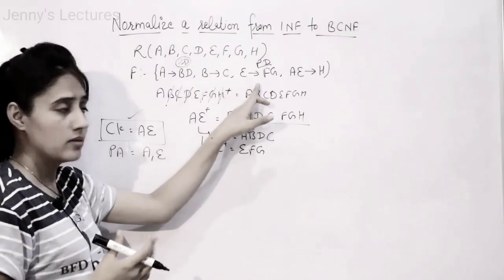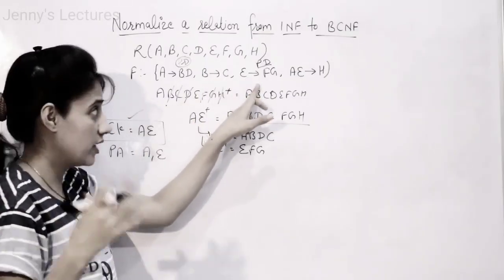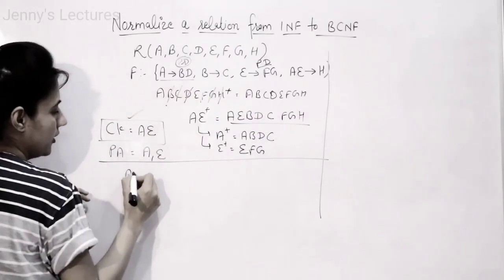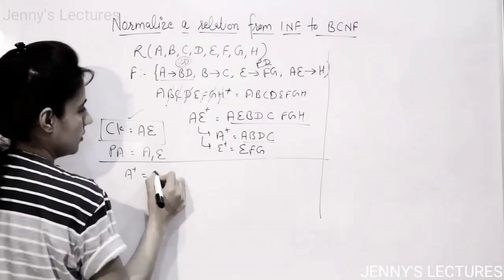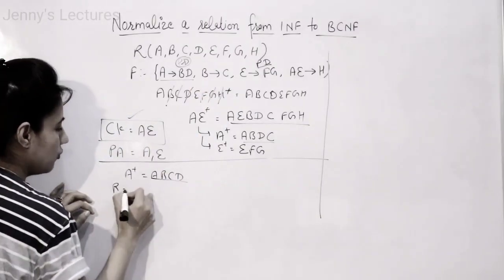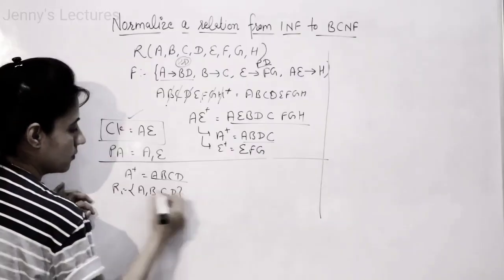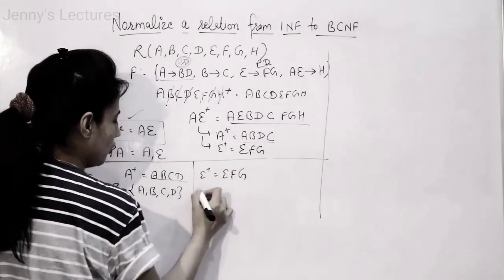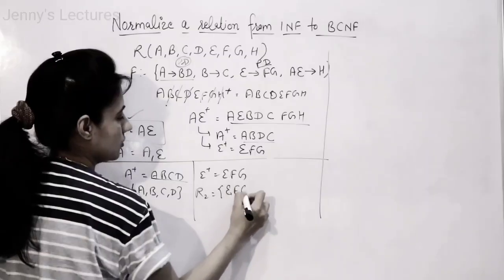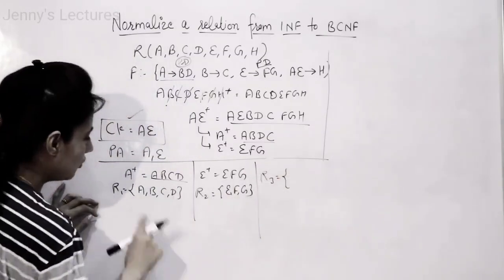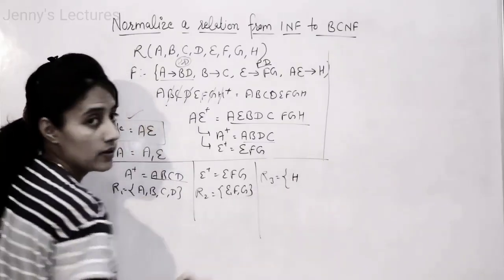Now we have identified the dependencies which are creating the problem. So the next step is to take out this functional dependency and find the A closure. A closure would be A, B, C, D, using these dependencies. Now put all these attributes in one relation. Find the E closure. E closure would be E, F, G. Put all these attributes in another relation. And put all the remaining attributes in a third relation. The remaining attribute is H only.